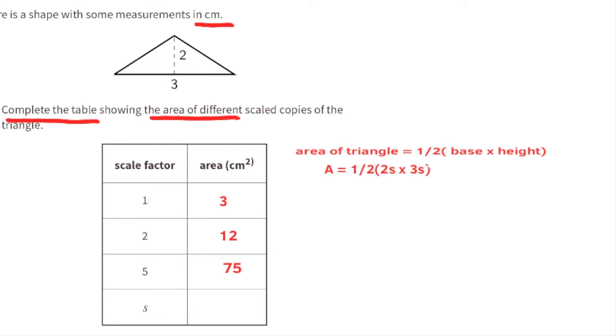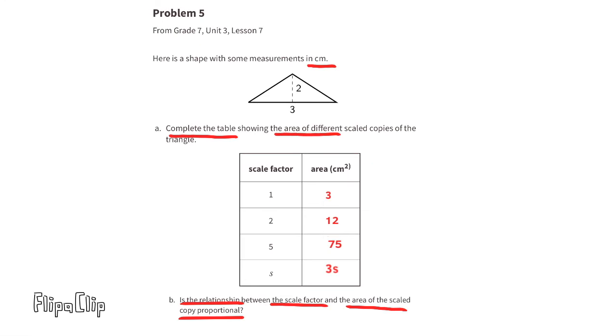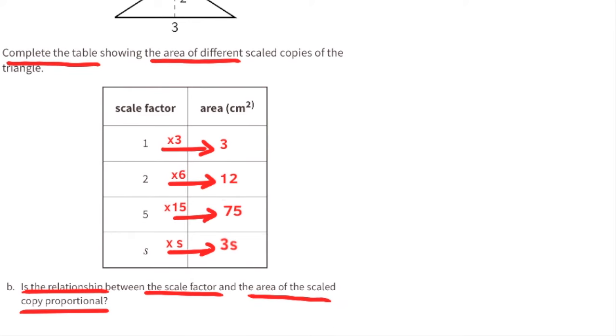With a scale factor of s, the height would be 2 times s and the base would be 3 times s. 2s times 3s is 6s squared, and half of 6s squared is 3s squared. So the area of a triangle with a scale factor of s would be 3s squared centimeters squared. B. Is the relationship between the scale factor and the area of the scaled copy proportional? As you can see here, you have to multiply each of the scale factors by a different number to find the triangle's area. So the answer is no. The relationship between the scale factor and the area of the scaled copy is not proportional.